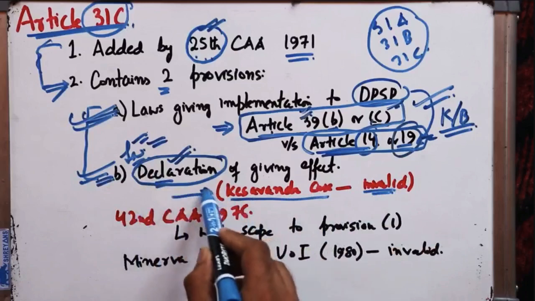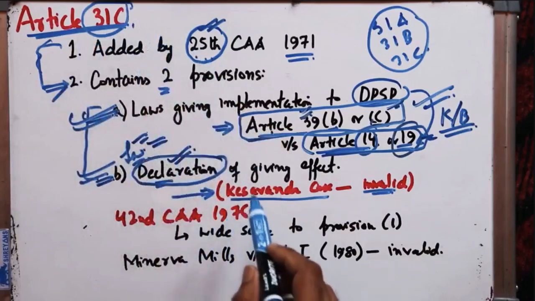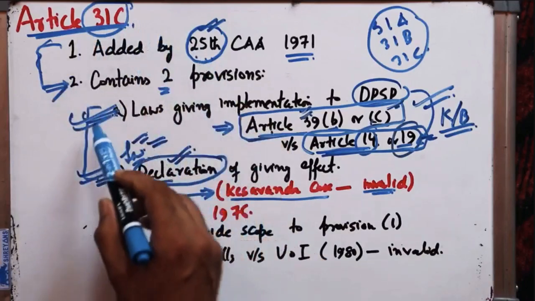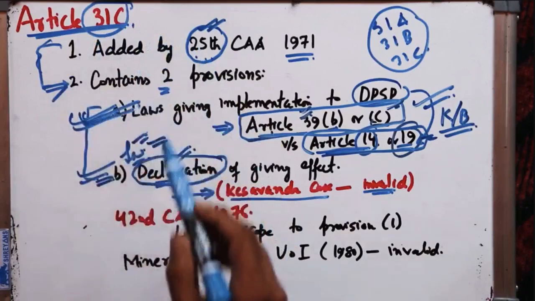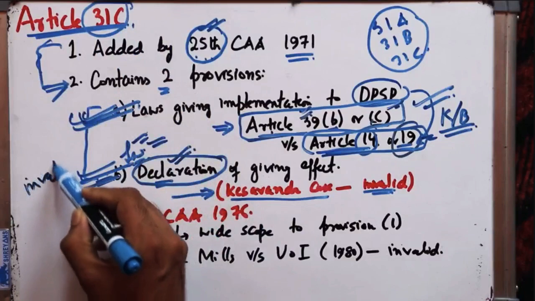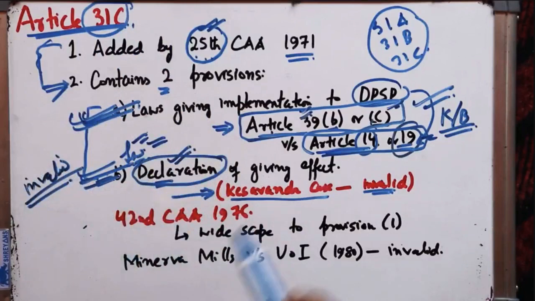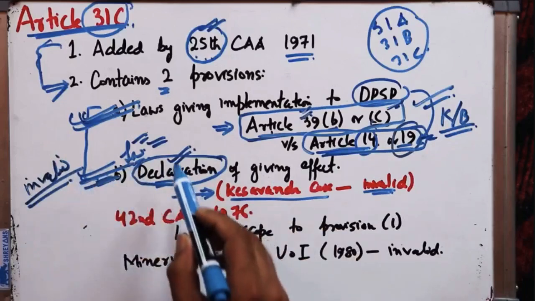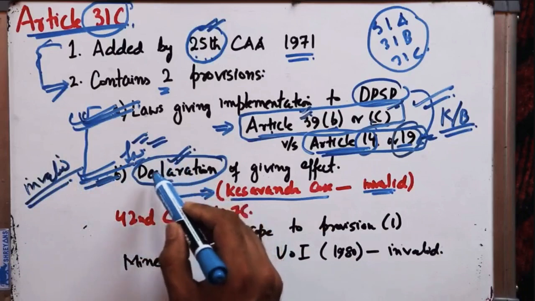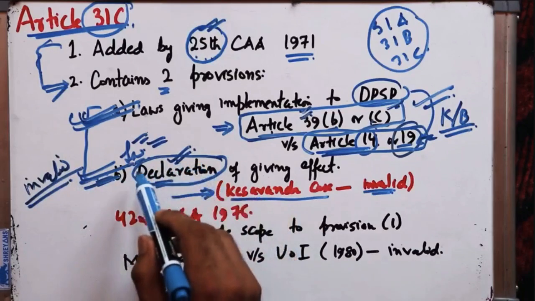So in the Keshavananda Bharati case, the Supreme Court of India did the judicial review of Article 31C, and it said that provision first is okay, but provision second of Article 31C is invalid. So provision second may be present in the Constitution of India, but it is invalid at present because the Supreme Court said that it is invalid, right? Because mere declaration was saving laws from judicial review, which is obviously unconstitutional and invalid.